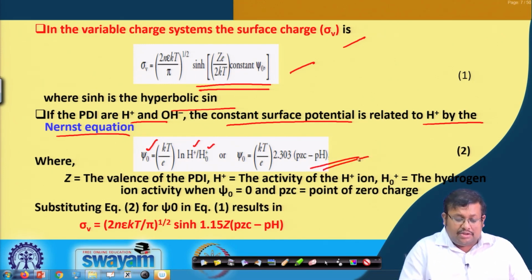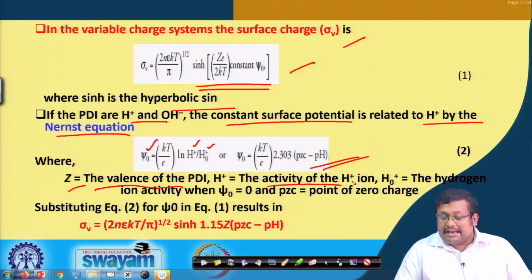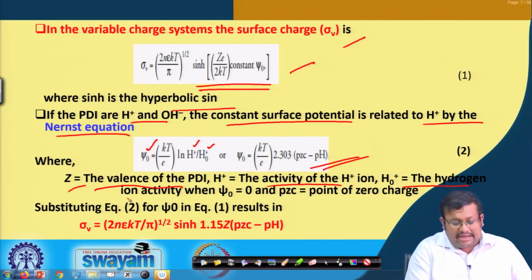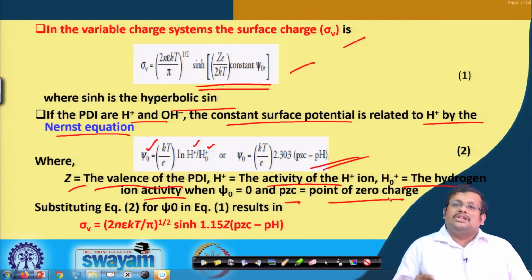Now, in equations 2 and 1, Z denotes the valence of the PDI, potential determining ions, H plus is the activity of the H plus ion, H 0 plus is the hydrogen ion activity when psi equals 0, and PZC is the point of zero charge. We have already discussed what the point of zero charge is. It is the pH at which the summation of both constant charge or the variable charge becomes 0. Another name of this point of zero charge is the isoelectric point.